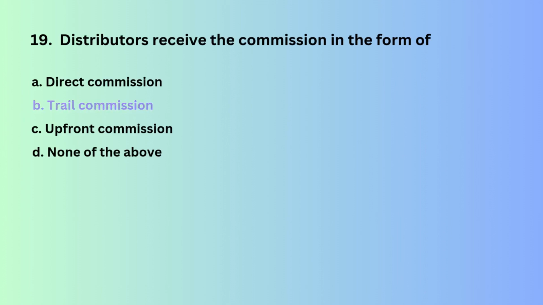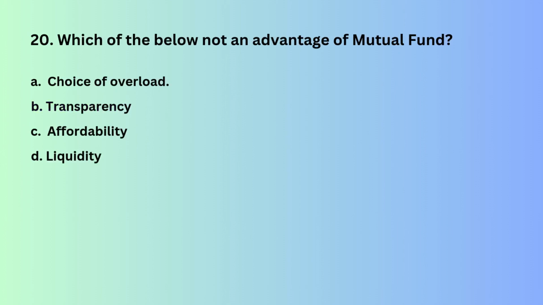Question number 20. Which of the below is not an advantage of mutual fund? A, choice overload, B, transparency, C, affordability, and D, liquidity. Now see, whenever such a question comes, you have to understand the meaning of each of these. There is transparency in mutual fund. There is affordability, meaning if a person wants to invest even 500 rupees a month, they are allowed to do that also. There is liquidity, meaning if you want to redeem and get the money, you can do that also. So choice overload is the correct answer.